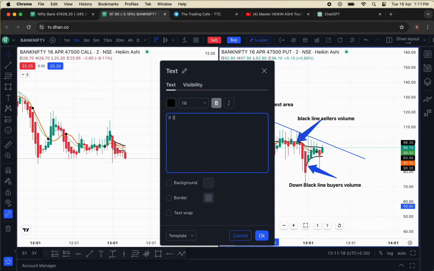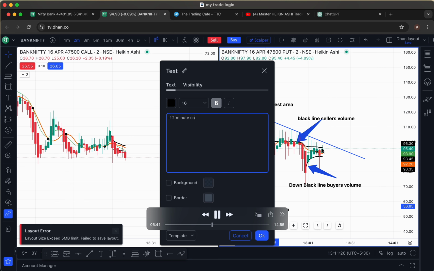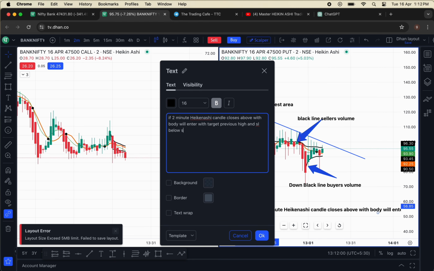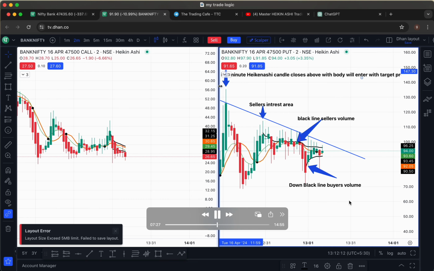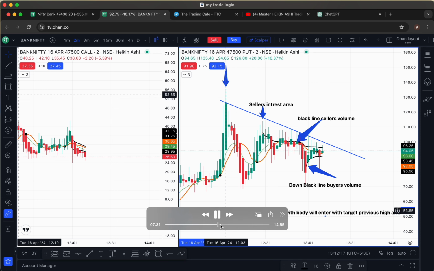You can see a black line over here. This black line indicates the sellers' volume. Once the sellers' volume is defeated by the buyers, meaning a Heikin Ashi candle closes above it, that indicates for me that buying pressure is more than the selling pressure. At that candle close, we will be entering a trade.